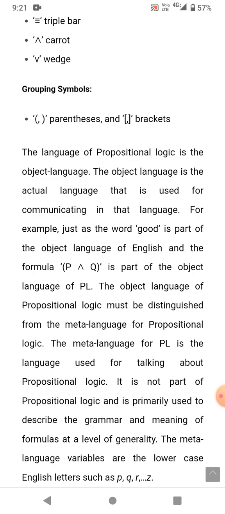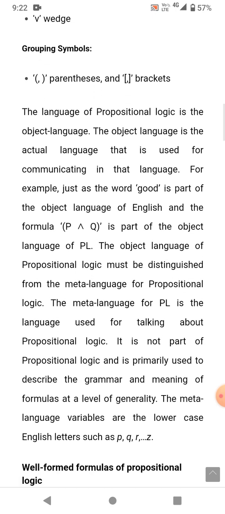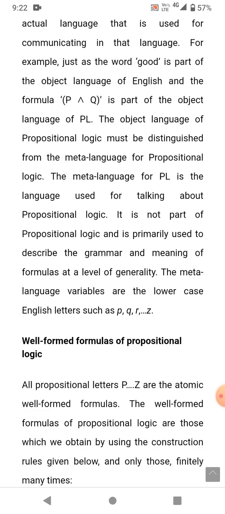The object language of propositional logic must be distinguished from the metalanguage for propositional logic. The metalanguage for propositional logic is the language used for talking about propositional logic. It is not part of propositional logic and is primarily used to describe the grammar and meaning of formulas at a level of generality. The metalanguage variables are lowercase English letters such as p, q, etc.